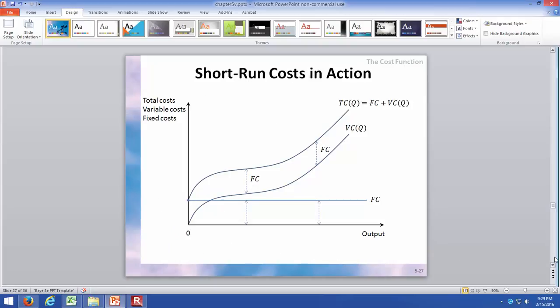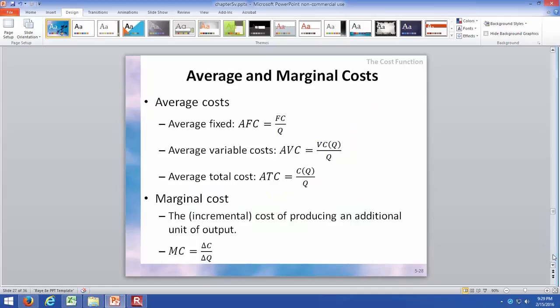Okay, so if you look at the short run cost in auction, what we find is that the variable costs are below and they increase with the output, while the total cost is given by the fixed cost plus the variable cost. So what we assume here is that the fixed costs are going to be the same. That does not change, but the variable cost changes with the output.